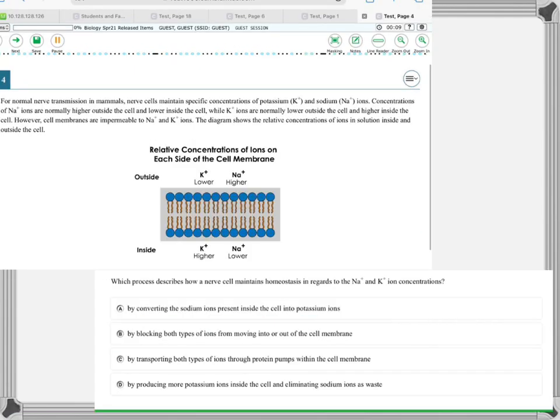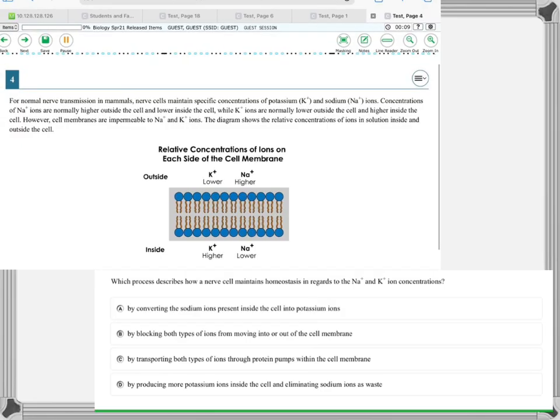So on this one, when I first read this question, I'll admit that I kind of freaked out because I thought it was a nerve transmission question. It's not. It's a transport question. So again, they give you a big setup about how cells have to keep a balance of potassium and sodium ions inside and outside the cell. And then it asks which describes how a nerve cell maintains homeostasis regarding those ions.